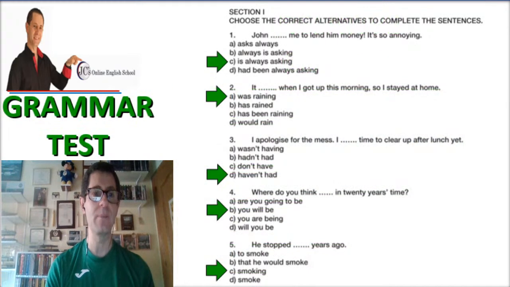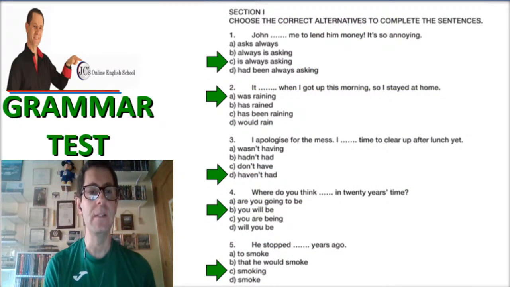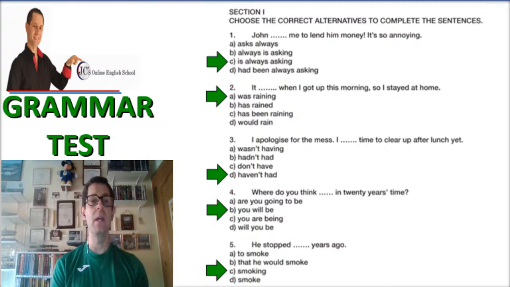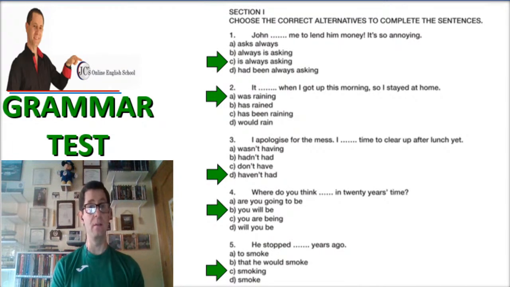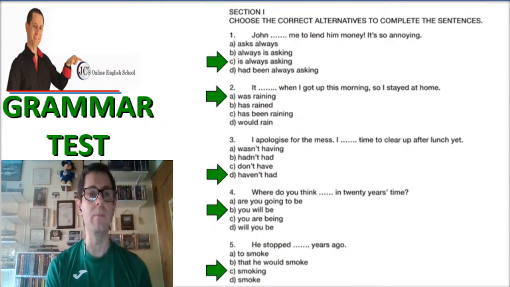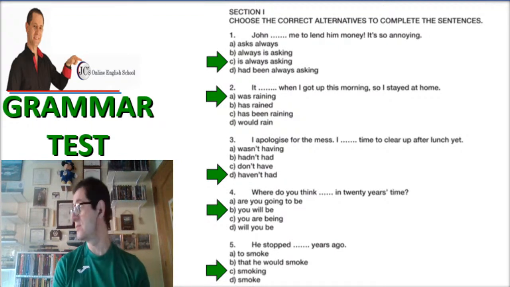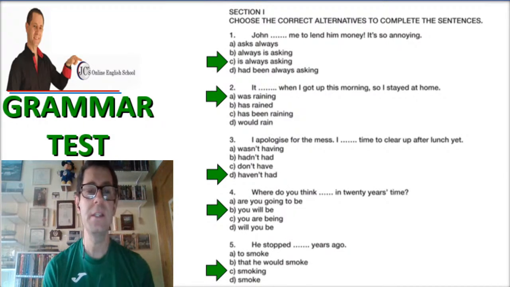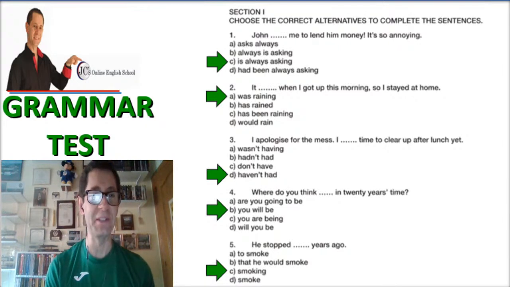Okay, so let's see what else. Remember the grammar test that we did probably last week, if I remember correctly. So the correct answers are: Number 1, Charlie is always asking me to lend him money. It's so annoying. Number 2, it was raining when I got up this morning. This is why it's still raining, by the way. I had to teach a class this morning. So yes, it was raining when I got up this morning, but I didn't stay at home. That is the correct answer.